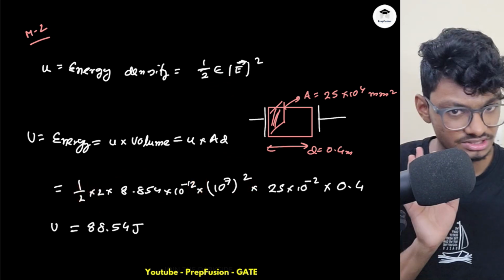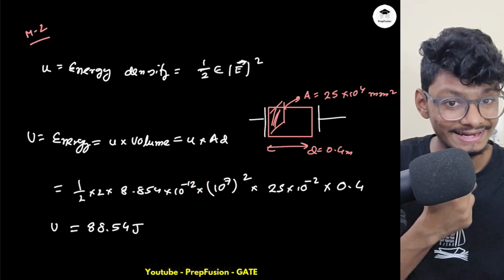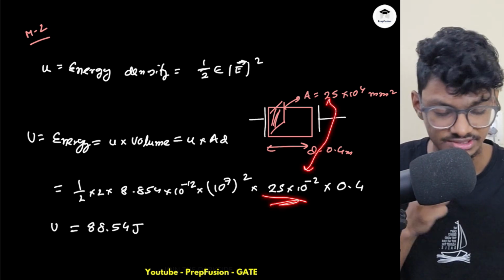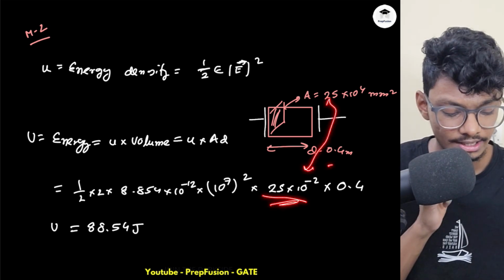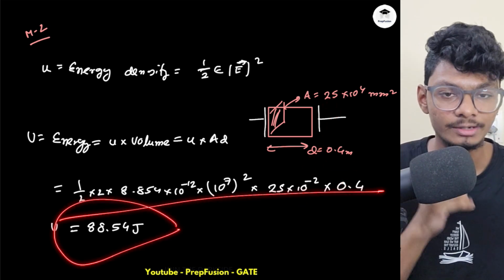E is 10 raised to power 7 volt per meter. Everything is in SI units. Whole square into area. Area is 25 into 10 raised to power minus 2. So this is in meters whole square, and this is in meters as well. If I put everything, I will get my value as 88.54 joules.